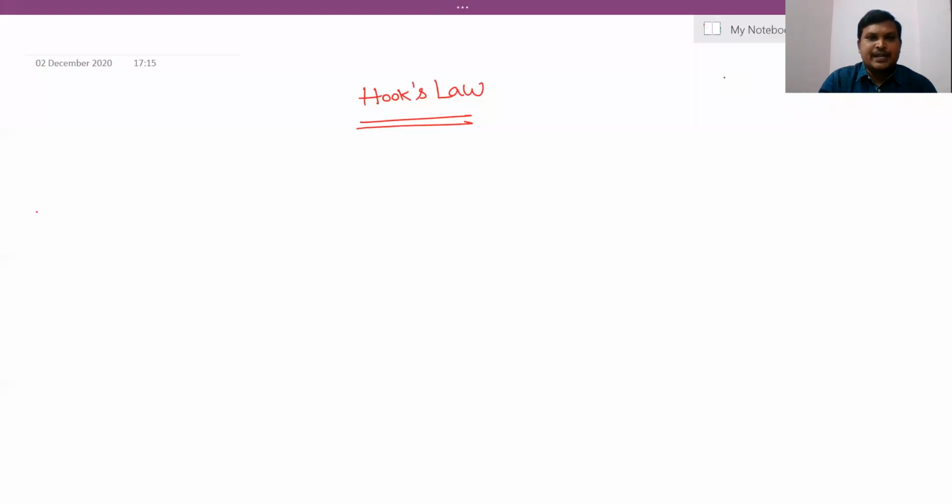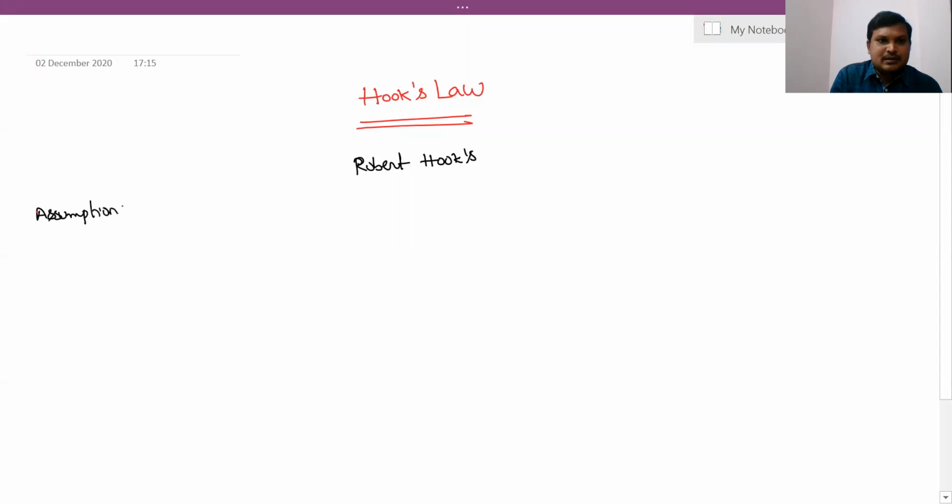Yeah, very good morning. Today's topic is Hooke's law. This Hooke's law was developed by Robert Hooke based on his experimental observations and calculations.